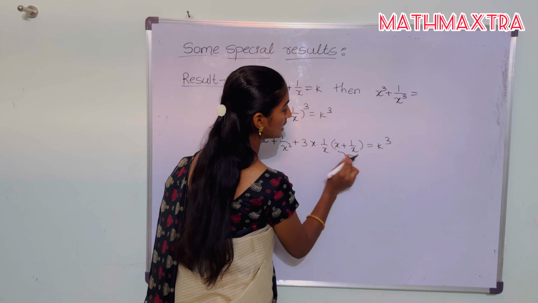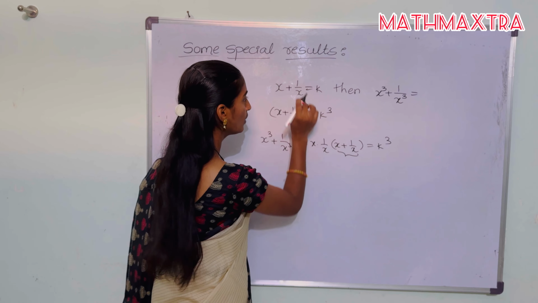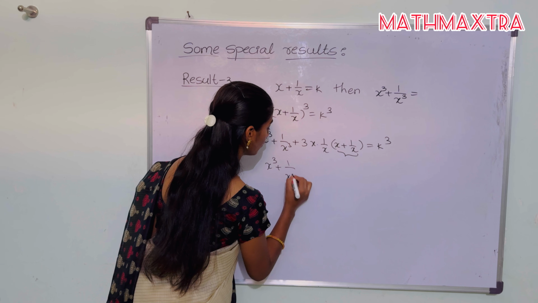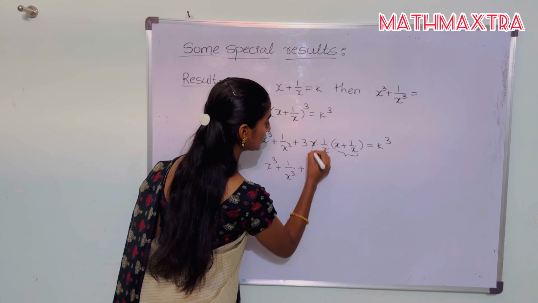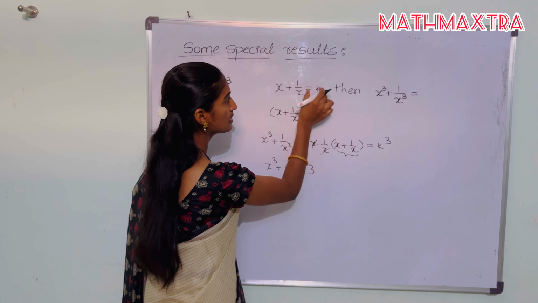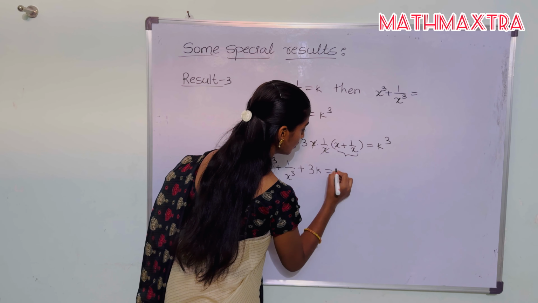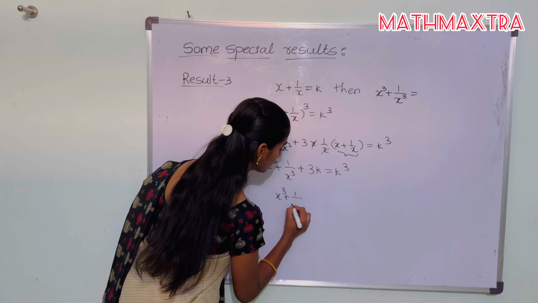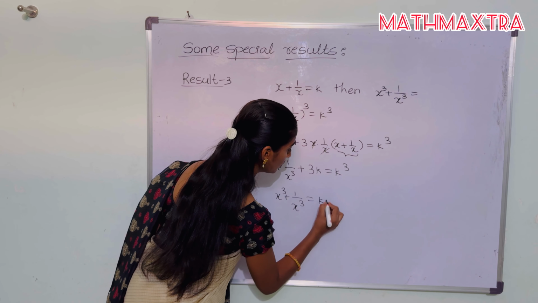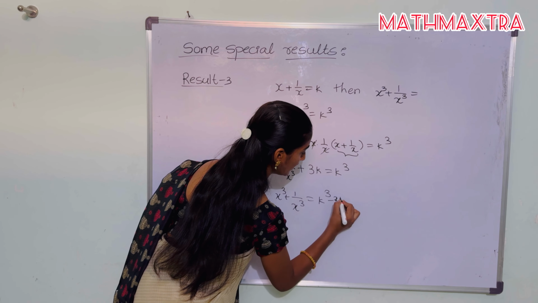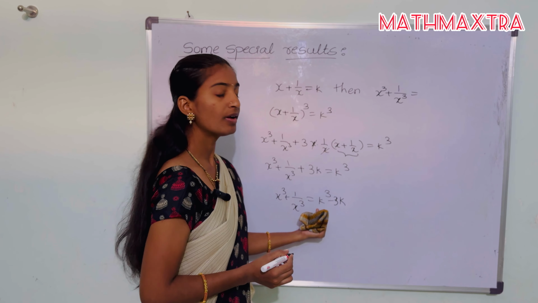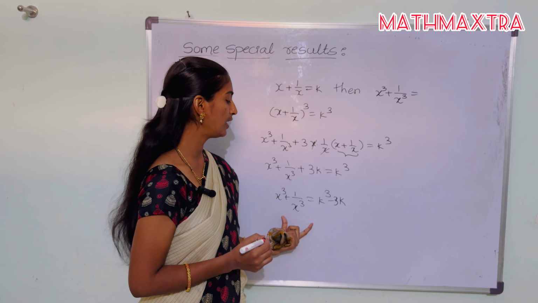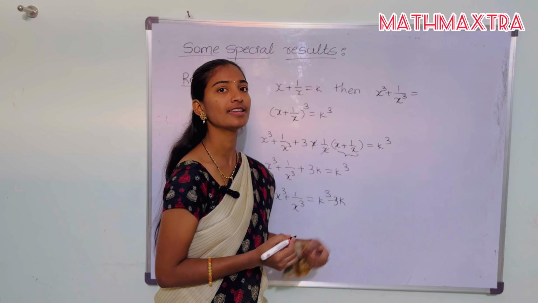We know very well this x plus 1 by x is equal to k. You substitute that here, x cube plus 1 by x cube, plus the x gets cancelled, 3 into (x plus 1 by x is equal to k), right? So which is equal to k cube. Now x cube plus 1 by x cube is equal to k cube minus 3k. So if we know the value of k here, we can find out the value of x cube plus 1 by x cube, which is equal to k cube minus 3k.